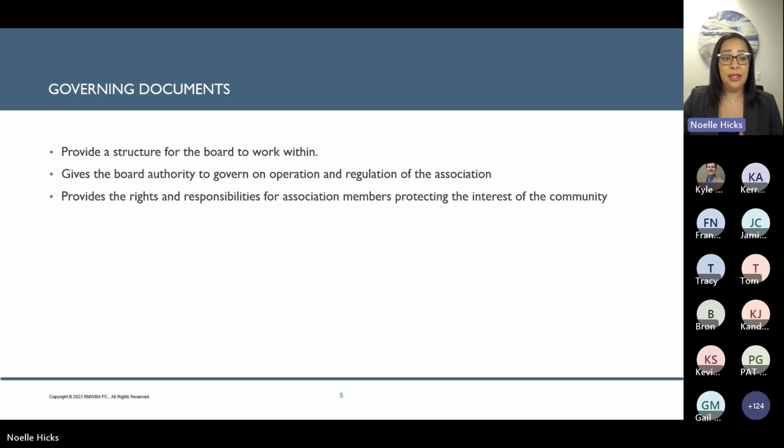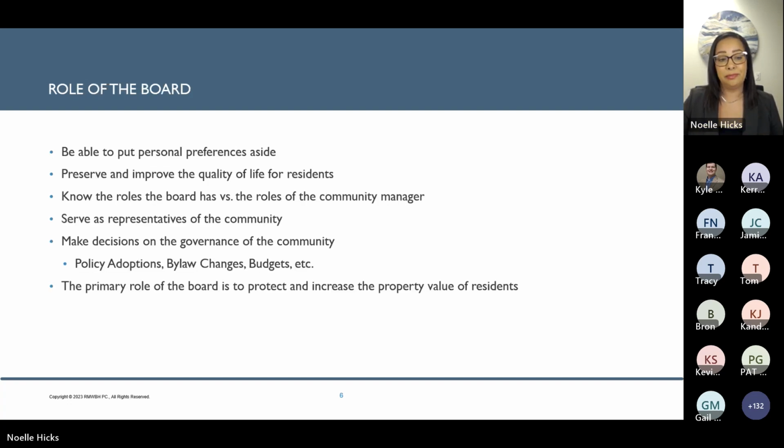So we'll move on a little bit, but of course, the governing documents provide that structure for the board to work within, and we find the board's authority to govern the operation and regulation of the association mostly in the bylaws, but again, some of that information could be contained in the deed restrictions as well. But in general, those dedicatory instruments provide the rights and responsibilities for the association members, which protect the interests of the community. So in general, we want to make sure that we are protecting those property values, making sure that the properties are being maintained properly, and keeping that aesthetic in the community that's actually set out in the governing documents.